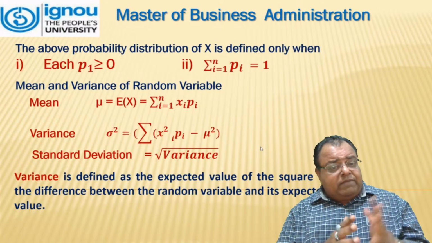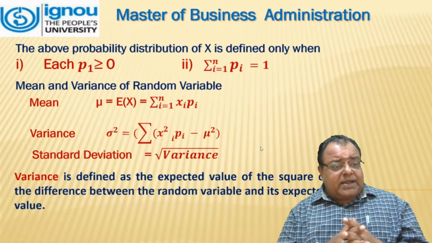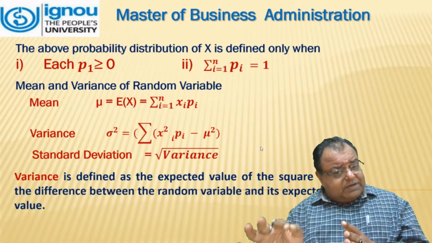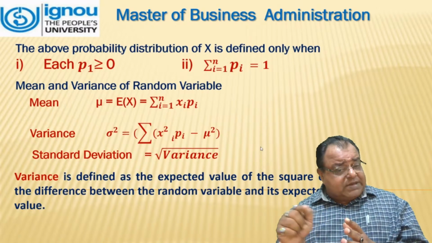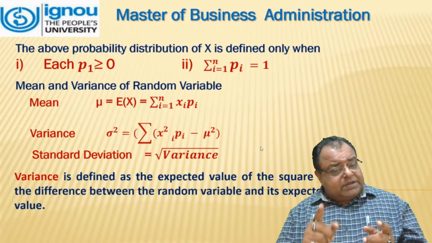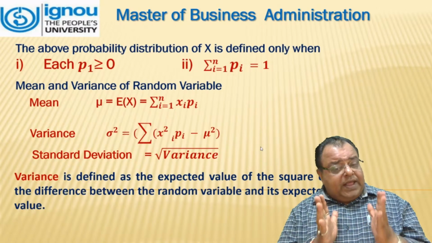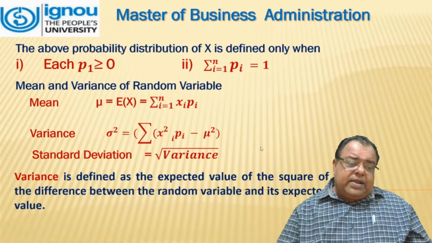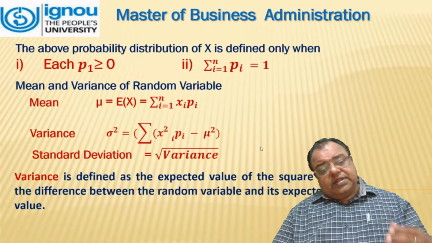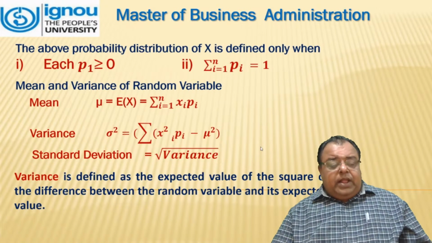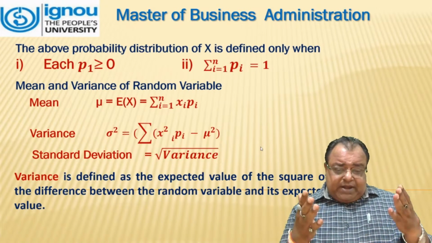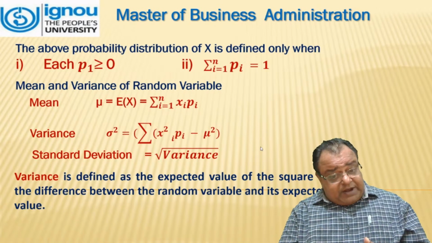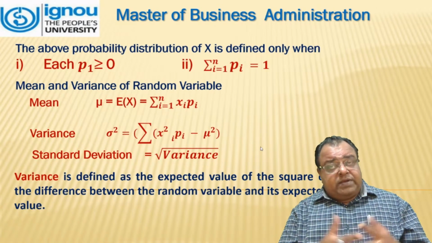The mean and variance of a random variable are calculated as: mean mu is equal to E(x), which is mathematically equal to summation of xi pi. Variance sigma square is equal to summation of xi square pi minus mu square, that is mean square, and your standard deviation is the square root of variance. Variance is defined as the expected value of the square of the difference between the random value and its expected value.